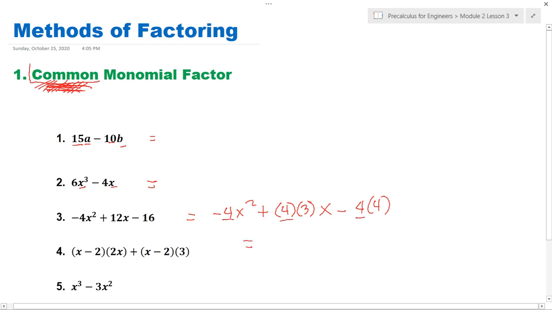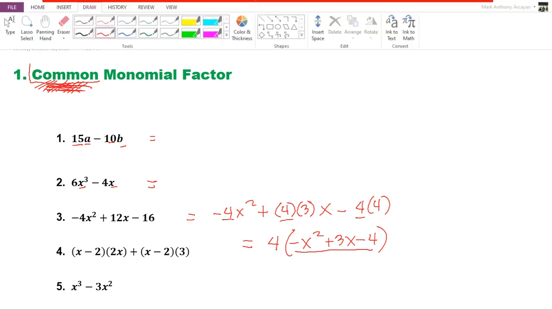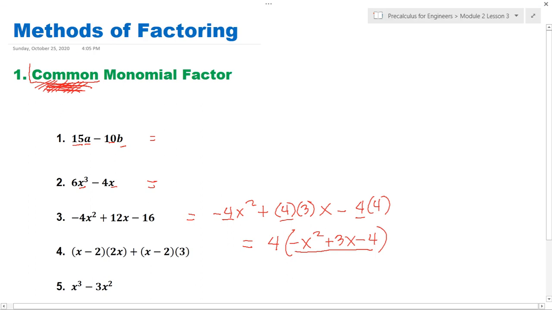So, therefore, this can be equal to, factor out the 4, 4 times, what remains in the first term is negative x squared. How about on the second? Positive 3x. On the third, we have negative 4. Whether the expression inside the parentheses can be further simplified is out of scope for now in our rule number 1. As long as we showed that you can factor out the common monomial factor.